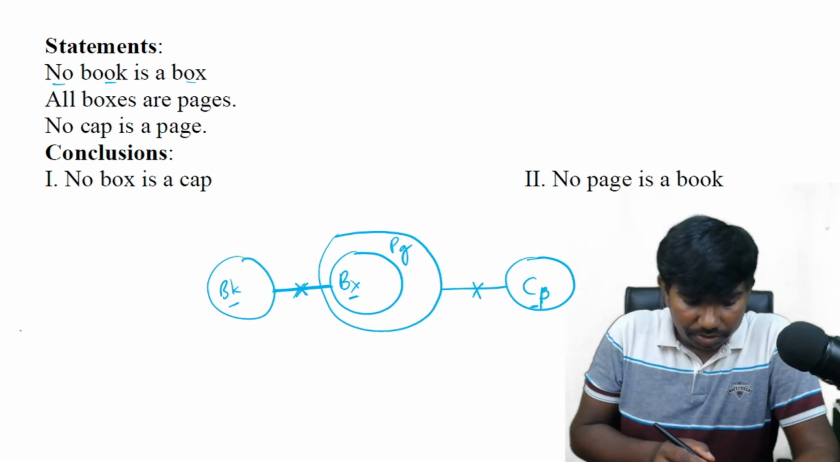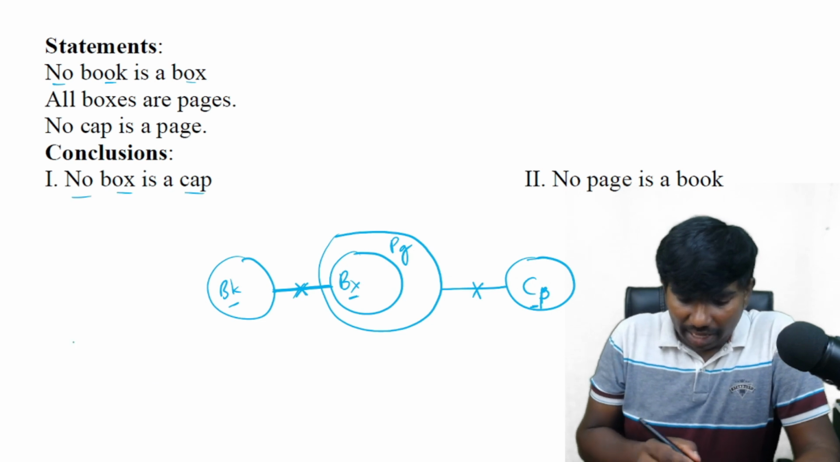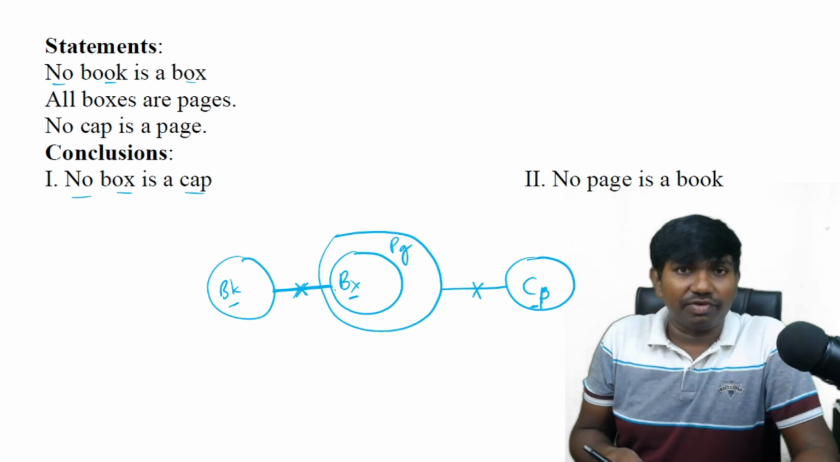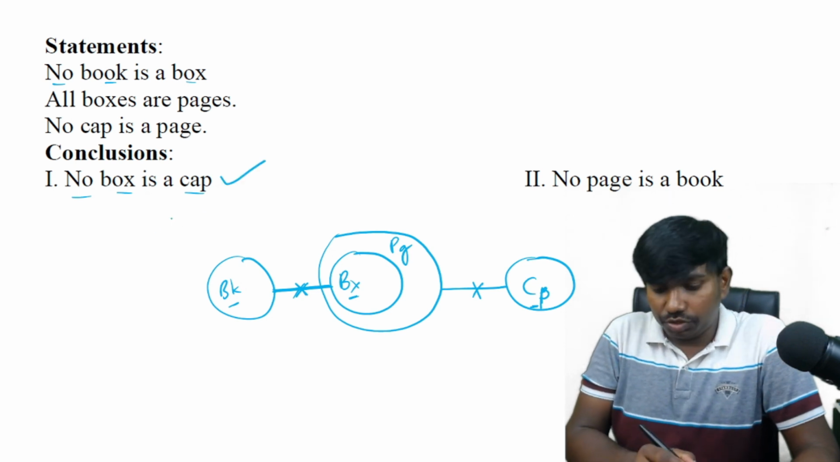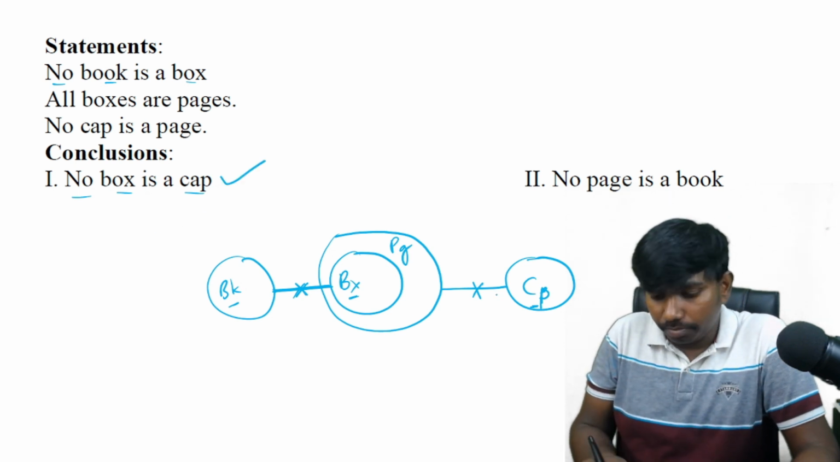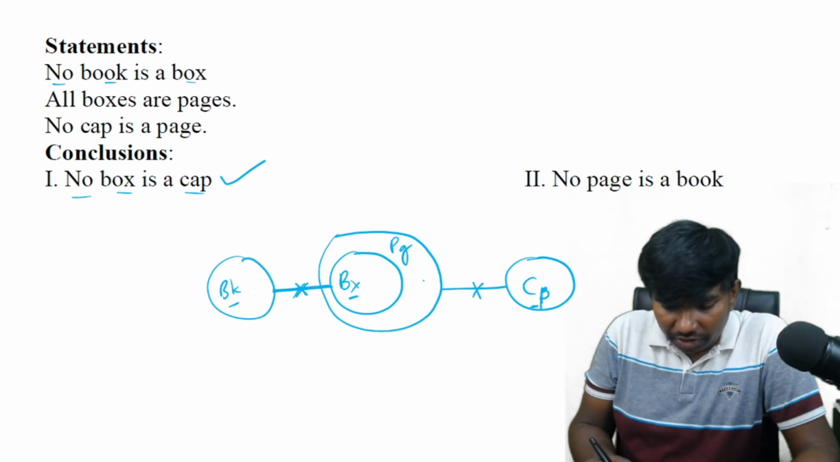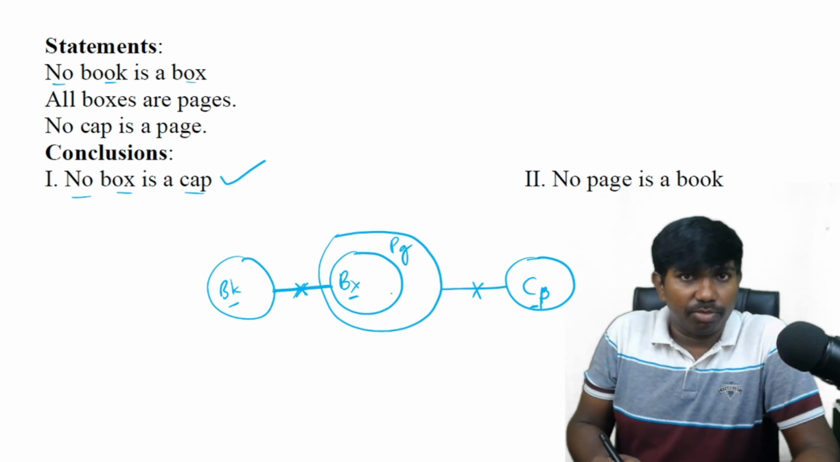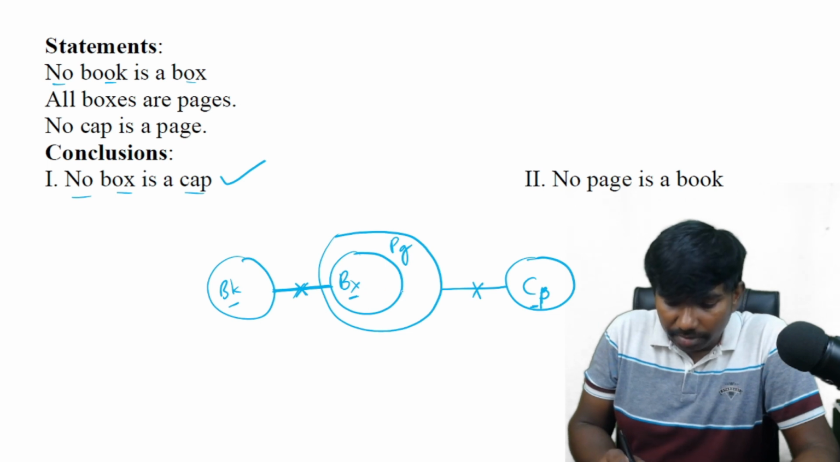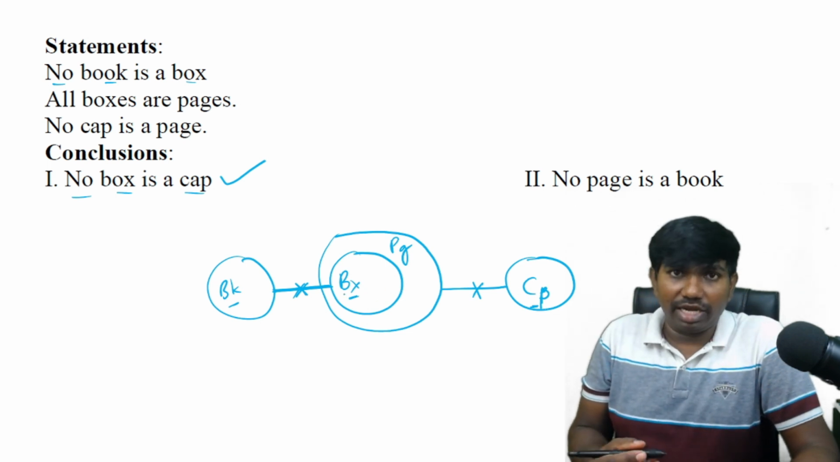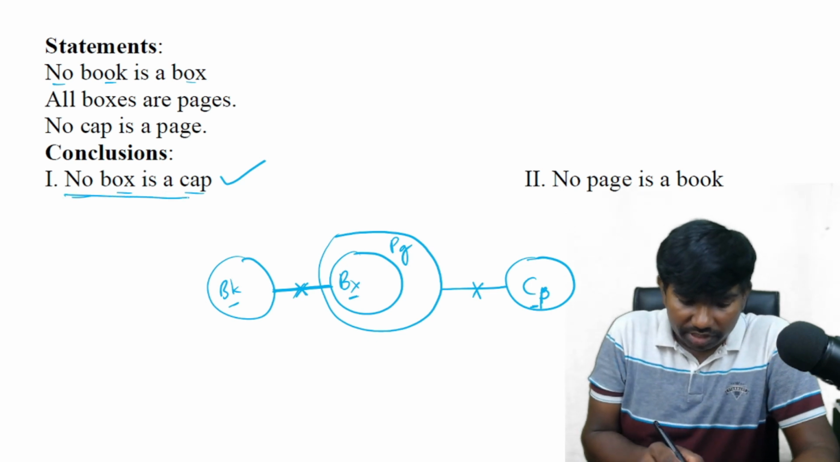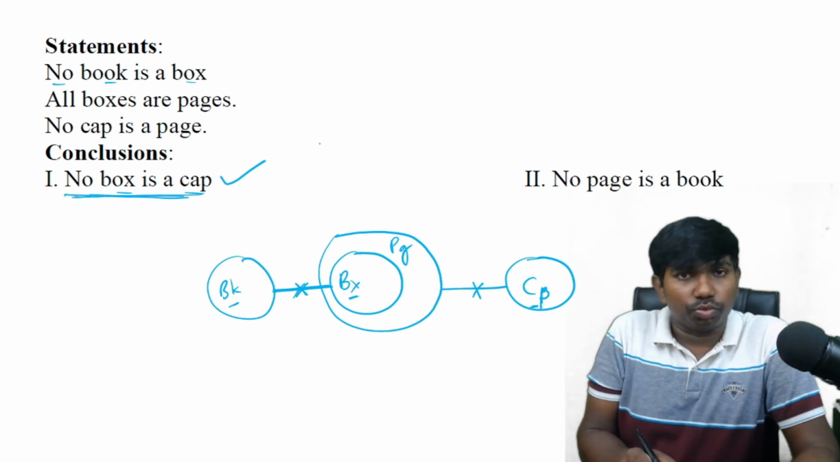Coming to the conclusions. No box is cap. For this one I have given the explanation just now. No box is cap means it is true 100%. Always it is true, because they can never intersect. Cap cannot go inside of page to intersect with box, or box cannot come outside of page to intersect with cap. That means they can never intersect. So whatever is mentioned in this conclusion is true.